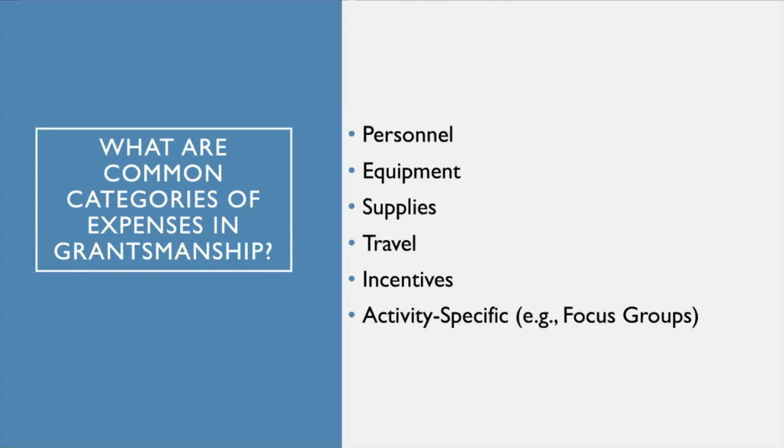And then lastly, you may have what we might call activity specific expenses. So if you're running focus groups, you want to think about, I need big white paper that I can post on the wall. I need magic markers, that kind of thing.